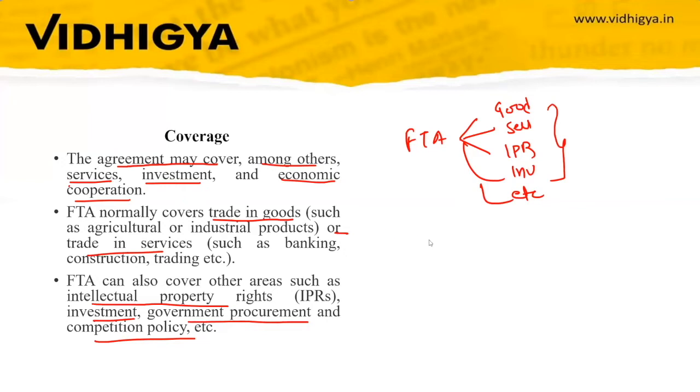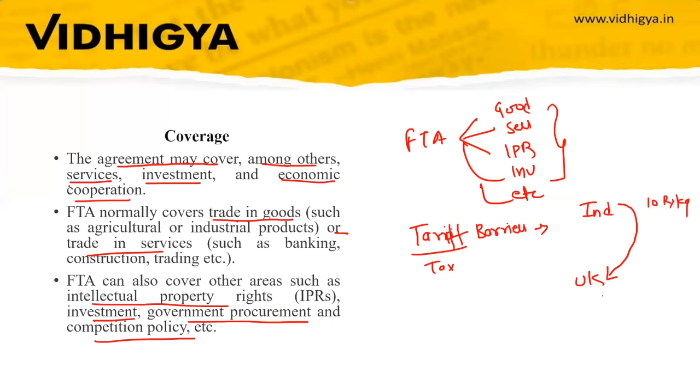Now we will discuss tariff barrier. What is tariff barrier? So tariff barrier is related to tax, imposition of tax. For example, India, UK. India sends X product to UK and its cost is 10 rupees per kg. And in UK, the cost of the product is 11 rupees per kg. So what UK does, UK imposes a tariff duty on the Indian product of 2 rupees.